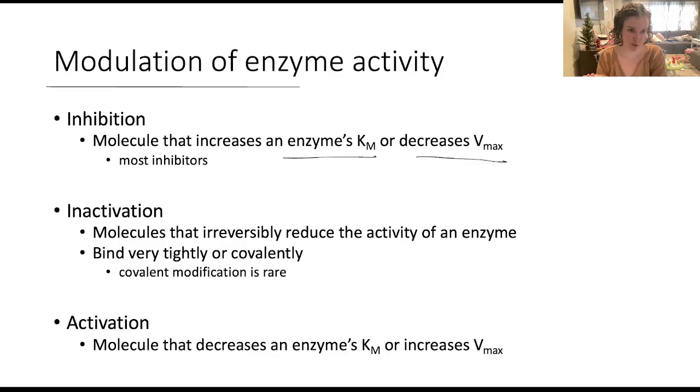This is most inhibitors. Inactivation is a specific type of inhibition where the molecule irreversibly reduces the activity of the enzyme, either by binding super tightly or covalently, although this is rare. Finally, we'll discuss activation, and this is when a molecule either decreases an enzyme's Km, so binding gets better, or increases Vmax, chemistry gets better.